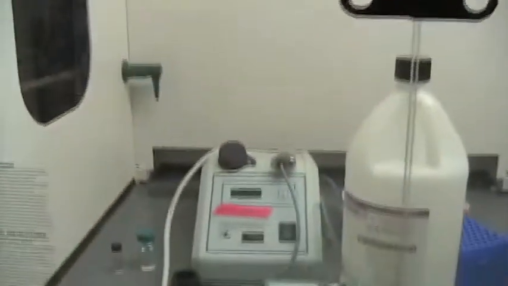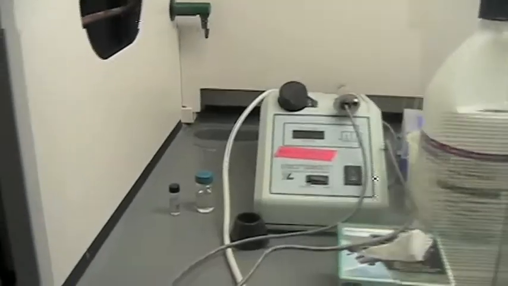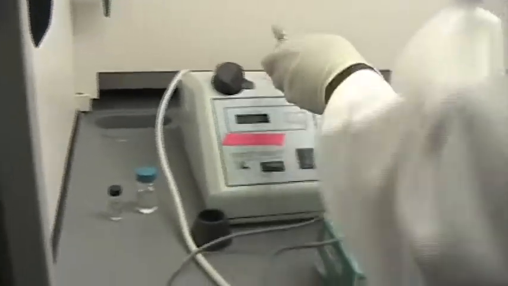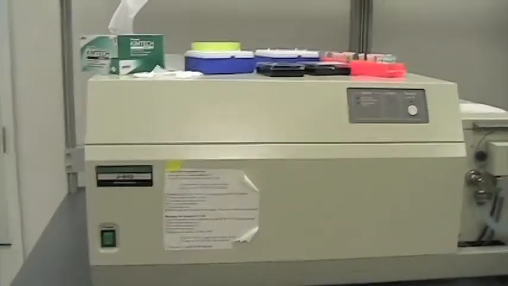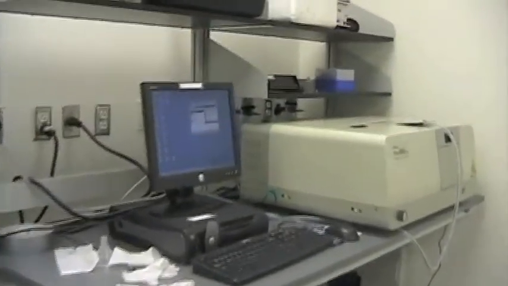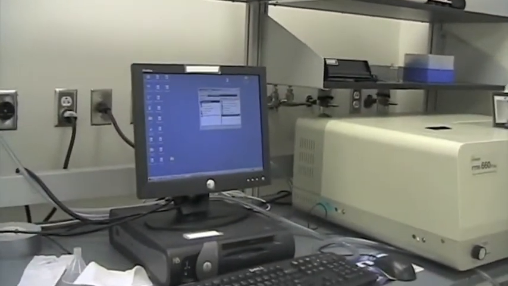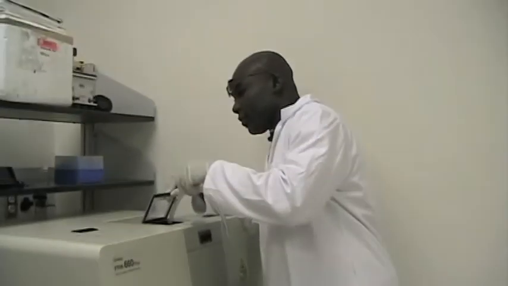And over here to our right is the heavy duty sonicator, which we use in dissolving the gels here in the lab. This is another section of the lab where we have equipment that are used in characterizing the gels that are synthesized. The first one is the CD, and then the other one is the IR. And we use these machines to characterize the peptides that we synthesize here in this lab.